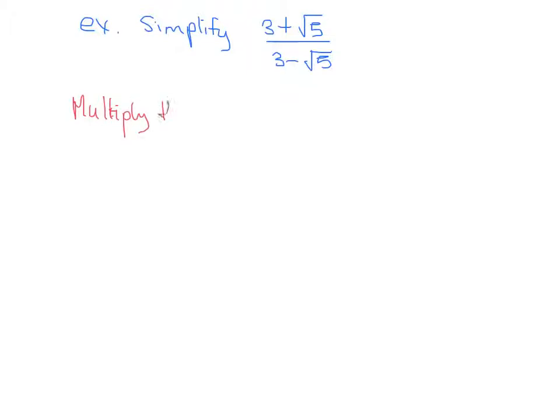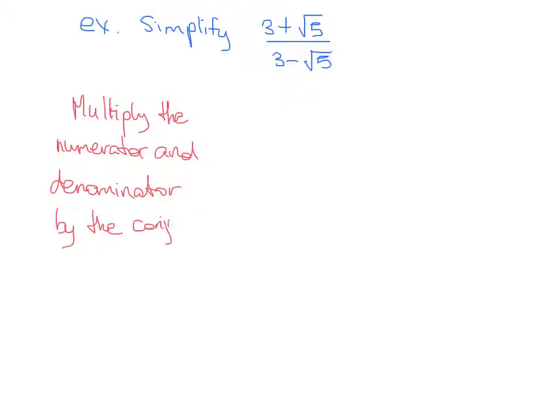So multiply the numerator and denominator by the conjugate of the denominator. All right, so we have our denominator here. What's the conjugate of that denominator? All right, so hopefully you said that our conjugate is 3 plus root 5.